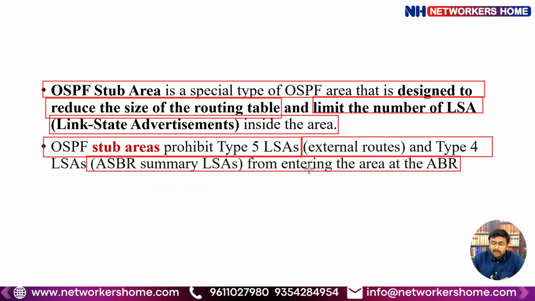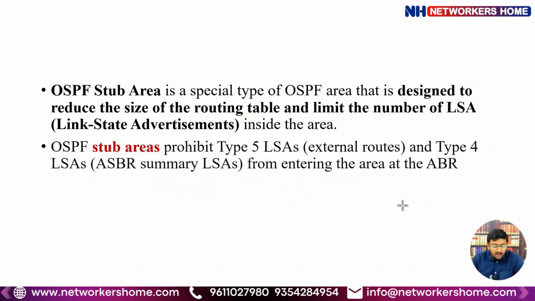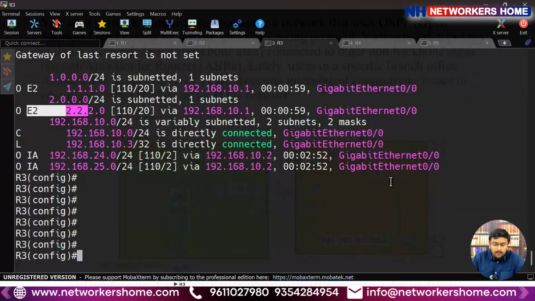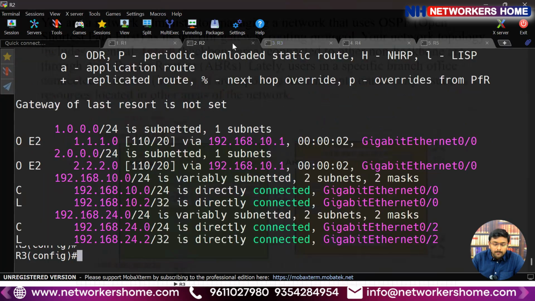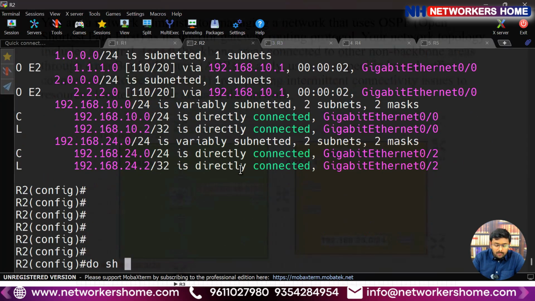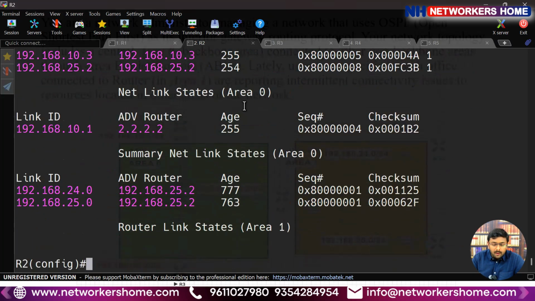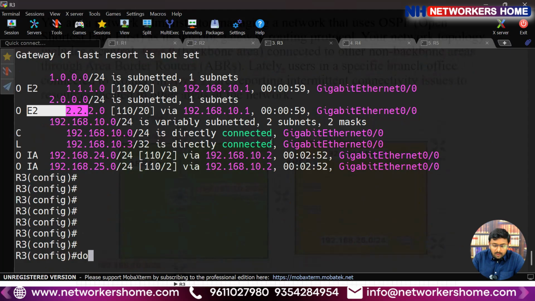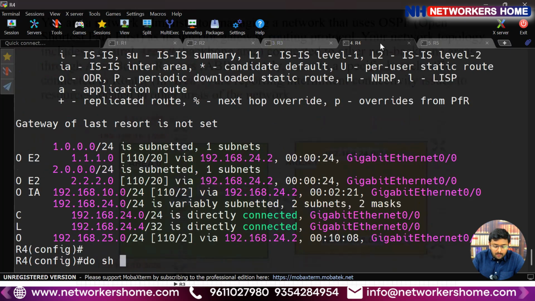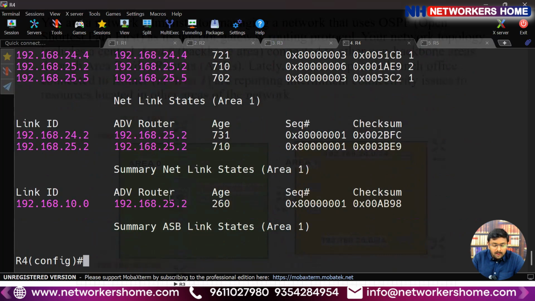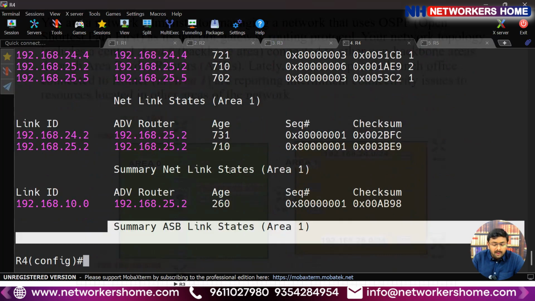As of now, we have two external routes. If we check on router 2, do show ip ospf database. Check it on router 3, router 4 first. Do show ip ospf database. So here we are getting some ASBR link state information on router 2.